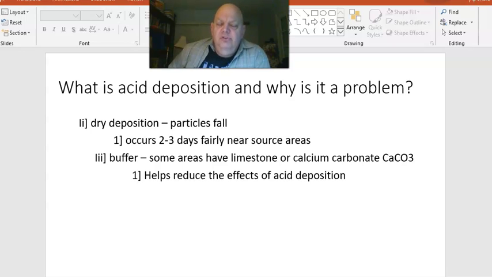But all right, so buffer. Some areas have something called limestone, or calcium carbonate, CaCO3. This acts as a buffer. Limestone has been used many times in the past for different things, like cement, for example. They've also used it to treat lakes that are a little more acidic. It does reduce the effects of the acid deposition. Now, you don't have to worry about how it reduces it. Just understand that when you've got a buffer there, it makes it very hard to change the pH.